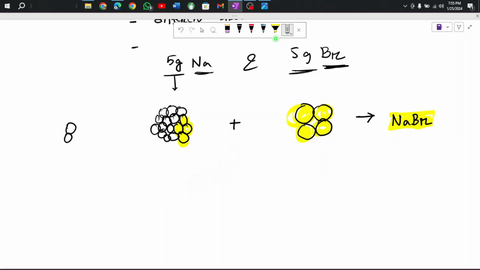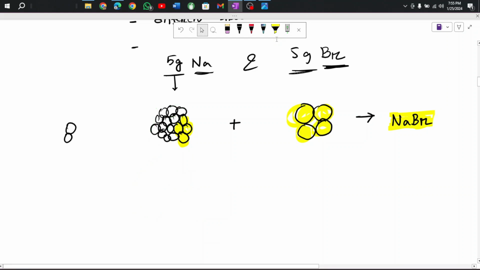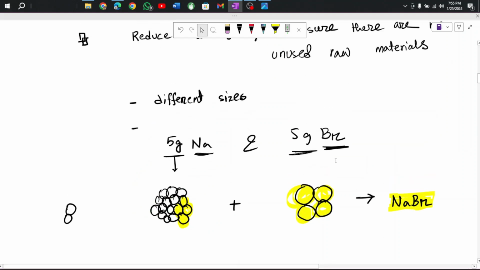এখন তুমি যখন ইন্ডাস্ট্রিয়ালি চিন্তা করো, if you think in terms of industries and large scale factories, these leftover wastages can be very costly. It will not be cost effective at all. It's very inefficient. You are wasting resources, you are wasting energy, you're wasting time and money, of course, obviously money. So that can't happen.